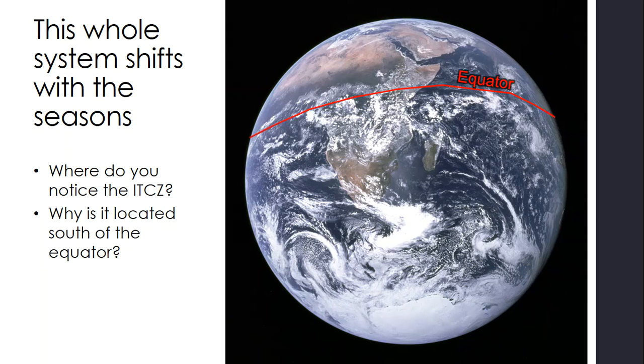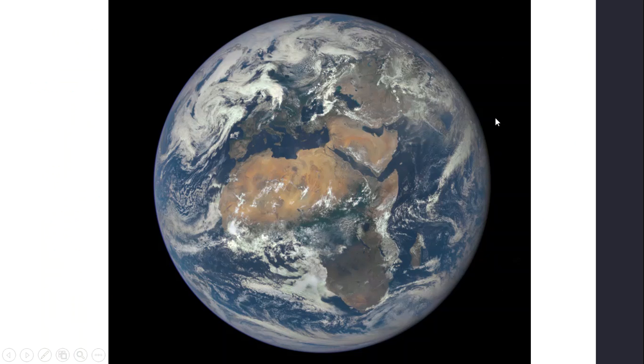And so why is it located south of the equator? It's located south of the equator because this is where it is getting the most insolation at that time. And so what time of year? This means that it is summer south of the equator. So this is probably December or January, right? And this whole thing switches back and forth. And so that ITCZ will move back and forth depending on the seasons.